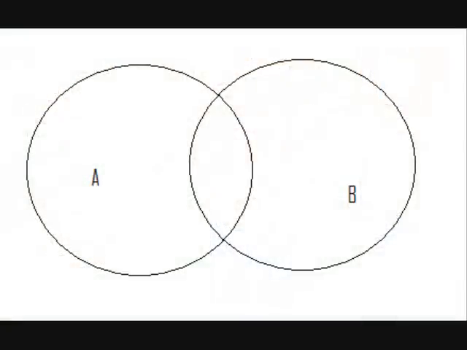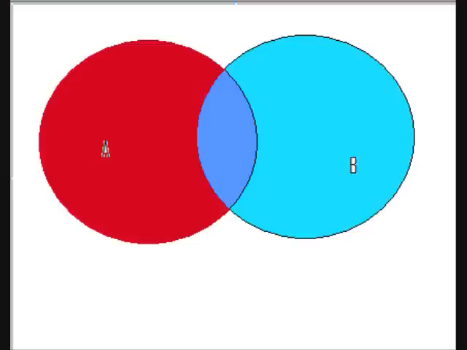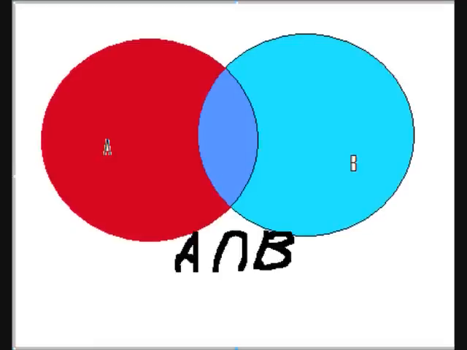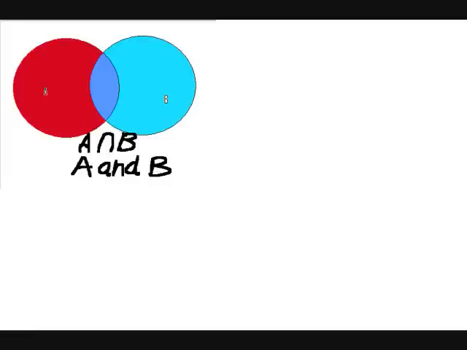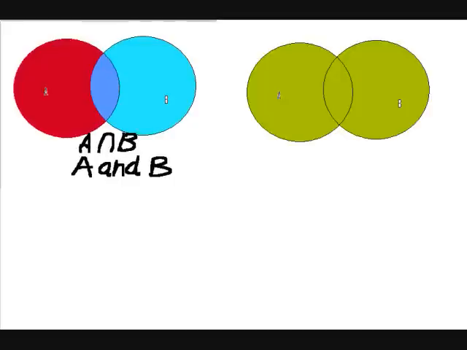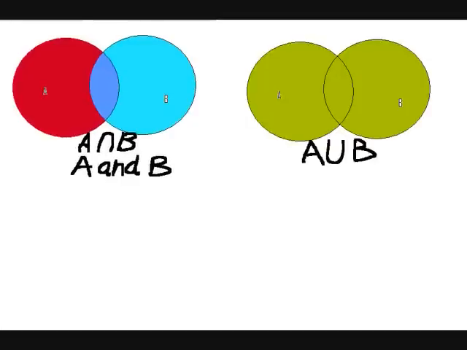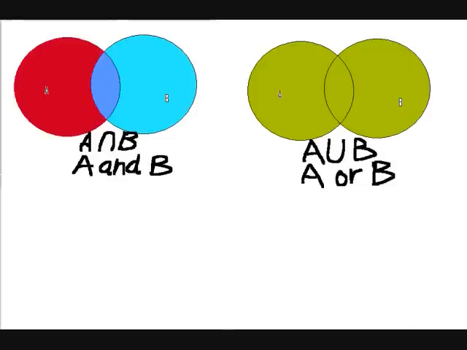Here are two circles, A and B. If we shade one of the circles red, one of them blue, the purple area is represented by that banana there, and it's A and B. Anything in that is included in both A and B. With two circles, if we shade A and B a color, we can see that anything in A or B is included. So we call it A or B.